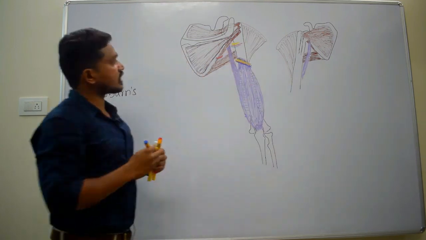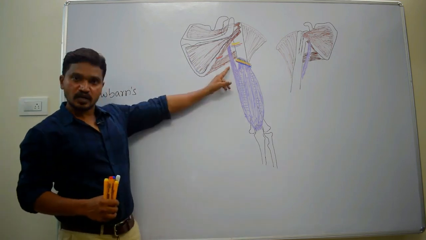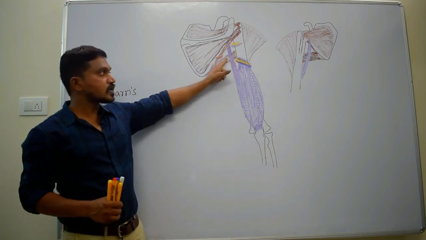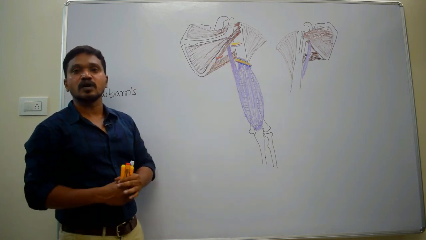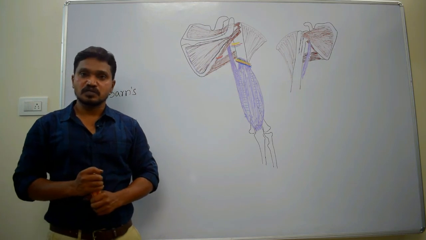So these are the contents which are present in the lower triangular space. Once again, medially long head of triceps, laterally medial border of humerus, superiorly by teres major. Contents: radial nerve and profunda brachii vessels. This is about the intermuscular spaces.